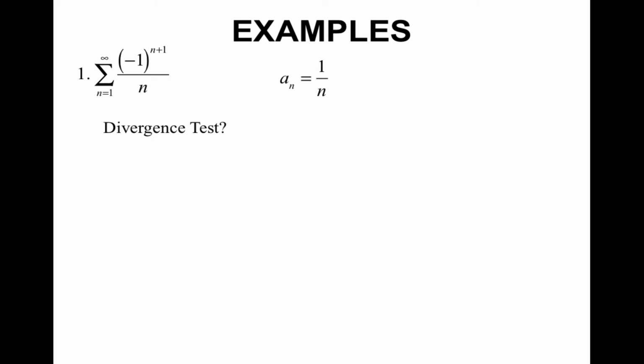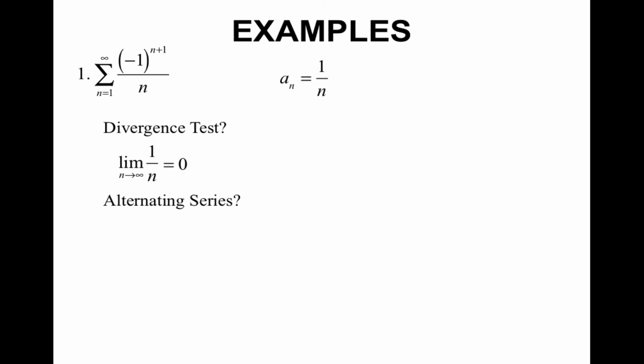So if we were to look at an example, so if we wanted to figure out if the series (-1)^(n+1) over n converges or diverges, I'm first going to look at just the a sub n, so the part without the -1, which is 1 over n. And so I'm going to first do my divergence test. So that means I'm going to take the limit as n approaches infinity of 1 over n, and I get 0, which is supposed to happen.